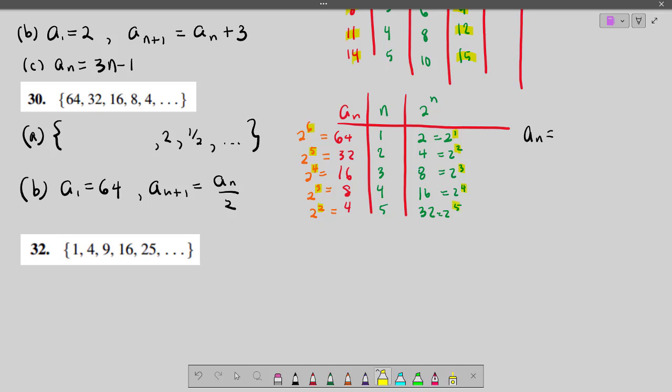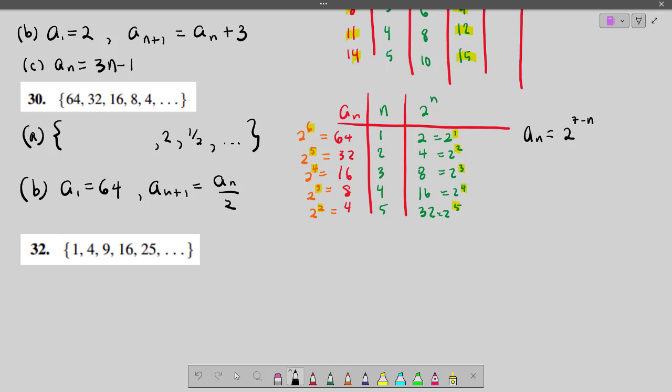So they all add up to 7. And so if we say 2 to the... let's see, what do you think we're going to do up here? I think I heard somebody say it. 7 minus n, is that what you just said?